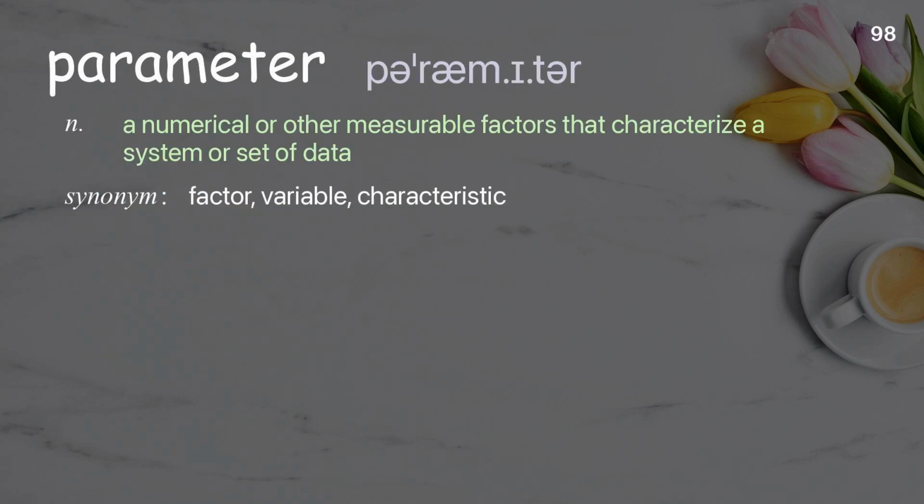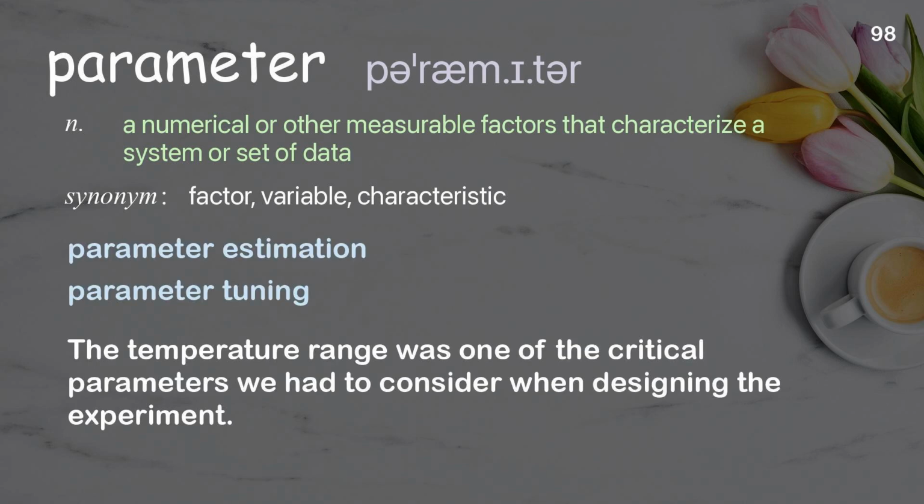Parameter. A numerical or other measurable factor that characterizes a system or set of data. Examples: parameter estimation, parameter tuning. The temperature range was one of the critical parameters we had to consider when designing the experiment.